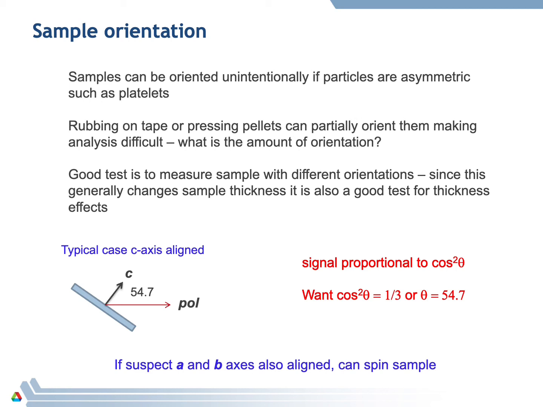If there's an asymmetry in the a and b axes as well, then this method won't necessarily work. It's only going to work for, say, in plane versus out of plane. You might have to spin the sample as well.